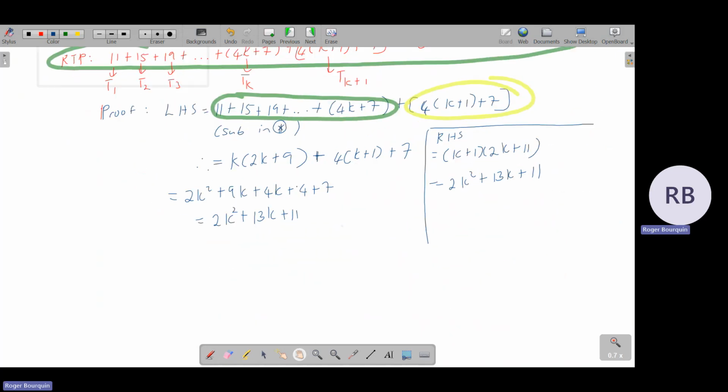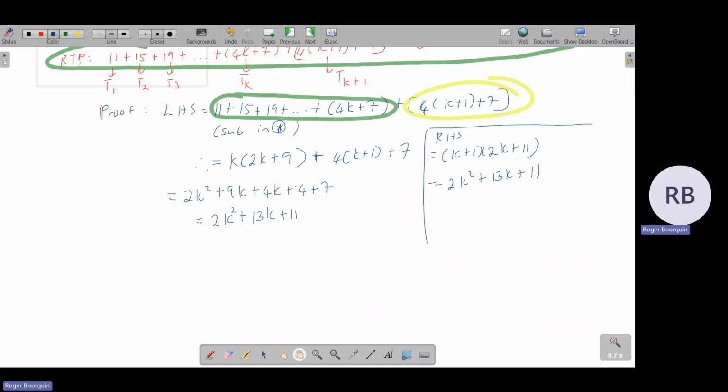So I get 2k squared plus 13k plus 11. Do you agree? What can I say now? Emma, go first. Give us a speech. Therefore, LHS equals RHS. And therefore, true for n equals k plus 1, true for n equals k, and true for n equals 1. And therefore, true for all... How do I read upside down A? Therefore, true.